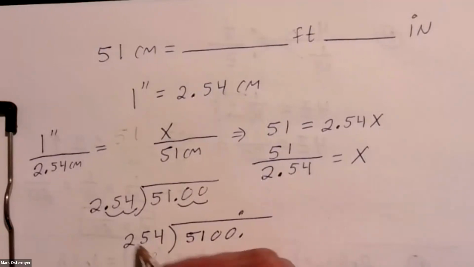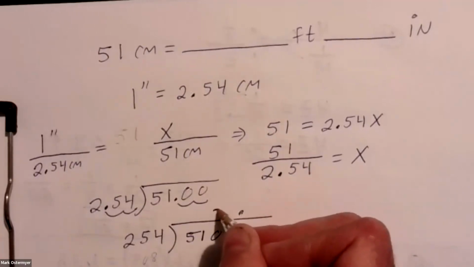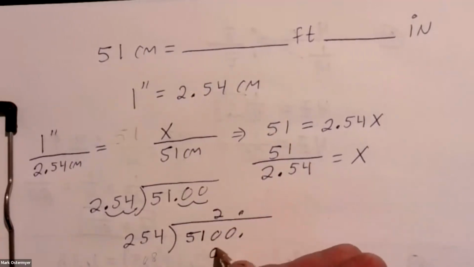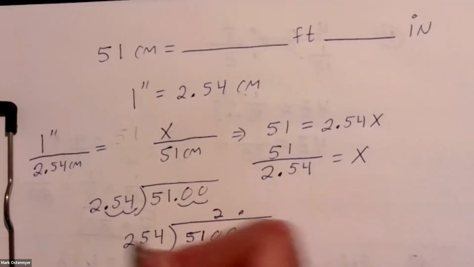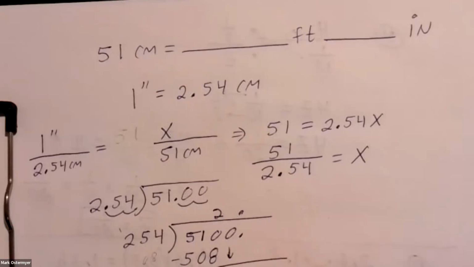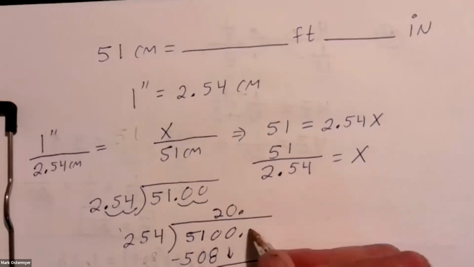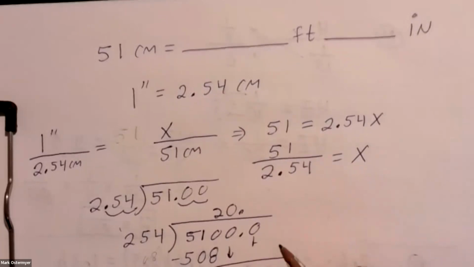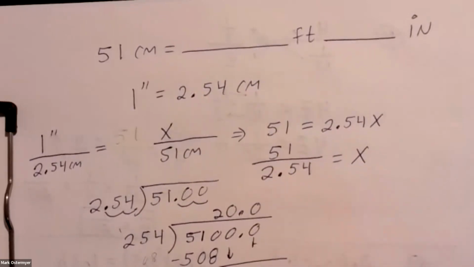Let's see, 2 times, I believe. 2 times 4 is 8. 2 times 5 is 10. Carry the 1. 2 times 2 is 4, plus 1 is 5. 508. Subtract. 510 minus 508 is 2. Bring down the 0. 254 divides into 20, 0 times. Add a 0, bring a 0 down. 254 divides into 200, 0 times. Add a 0, bring a 0 down.